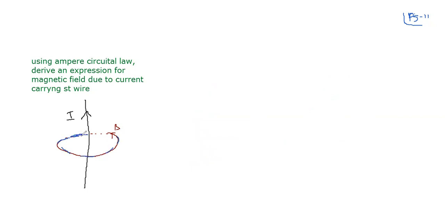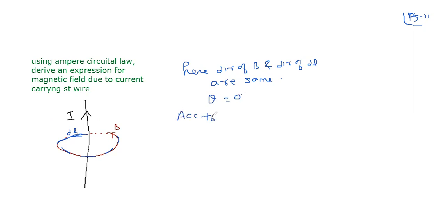What I have drawn in blue is the Ampere loop, and what is in brown is the magnetic field. From this it is very clear that the direction of magnetic field and the direction of the loop are in the same direction. So here the direction of magnetic field and the direction of dl are the same. Do you agree? Then what is the theta value? 0 degree. So according to Ampere circuital law, closed integral of B dl cos theta is equal to mu naught IC.